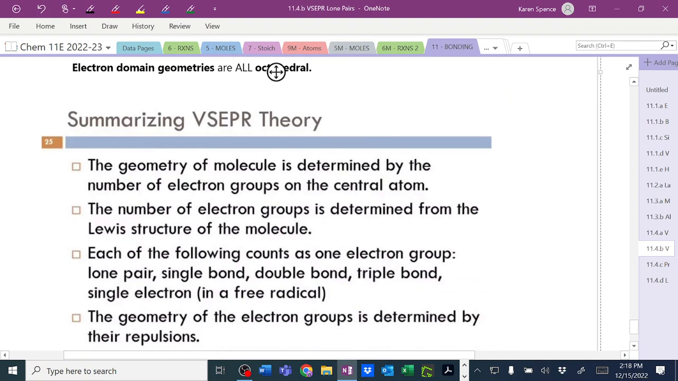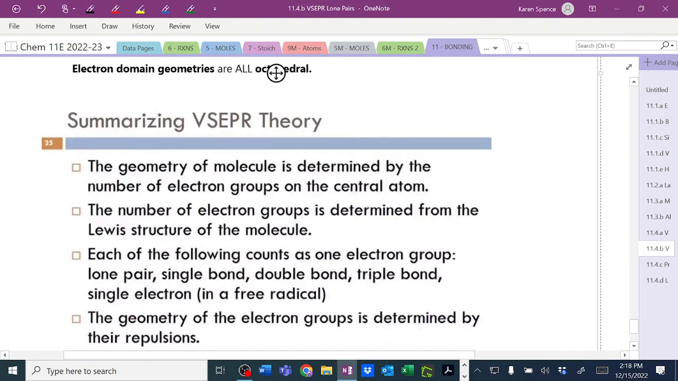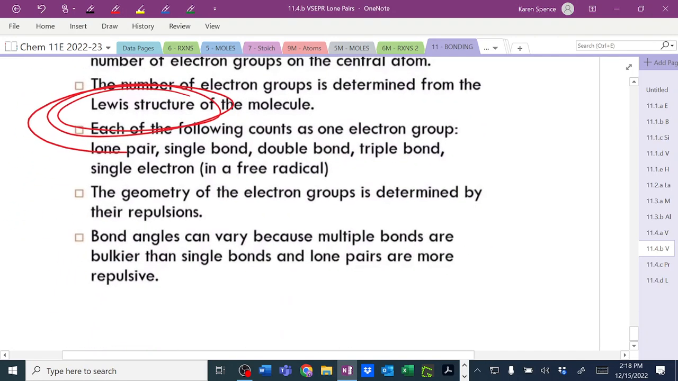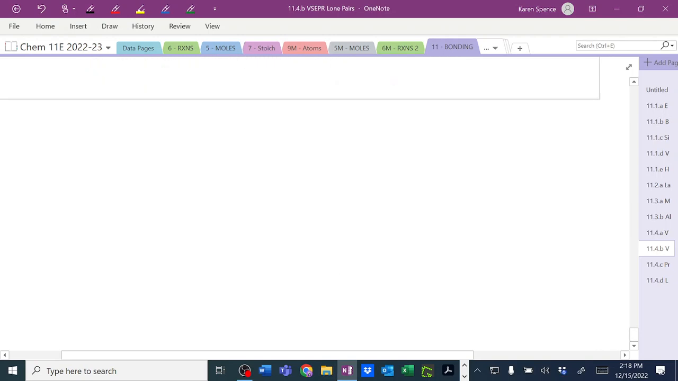The geometry of the molecule is determined by the number of electron groups. The number of electron groups is determined from the Lewis structure. So if you want to do this, you need to be able to draw Lewis structures. And the geometry of the electron groups is determined by their repulsions. And so multiple bonds repel more, lone pairs repel more because they're bulkier. Lone pairs are more repulsive. And there we go. Is that good? Okay.